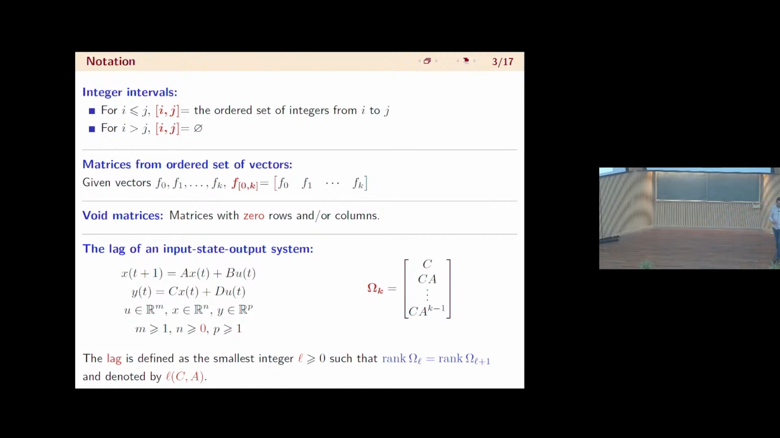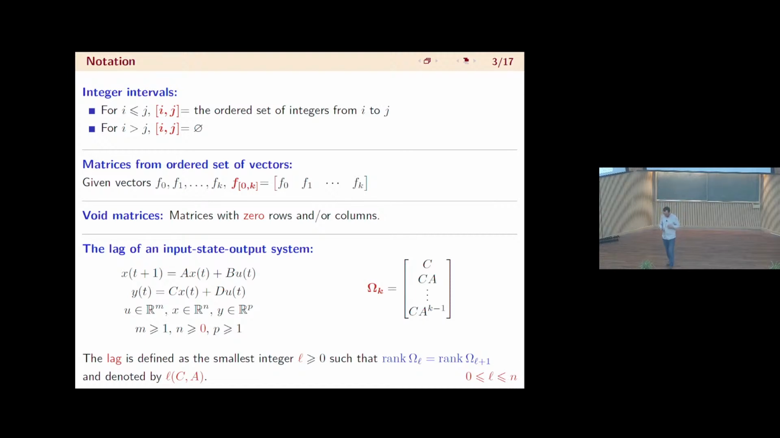Okay? So now, and naturally, because of the Cayley-Hamilton theorem, if I look at rank of Omega_n and rank of Omega_{n+1}, they are going to be the same, because the Cayley-Hamilton theorem says the n-th power of A is a linear combination of powers less than n, right? Therefore, this lag is going to be always between 0 and n.